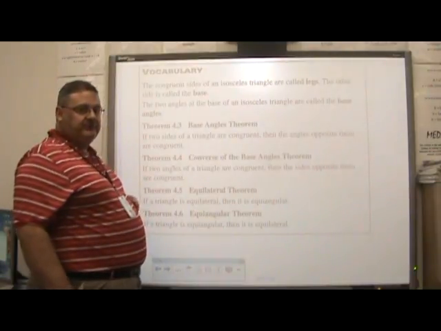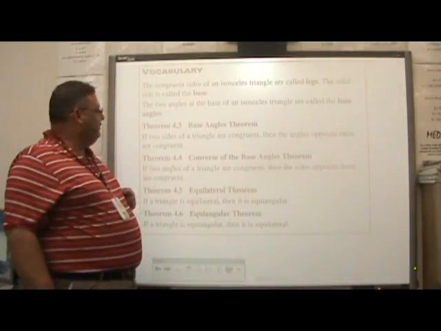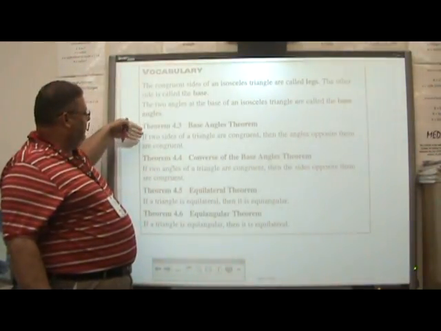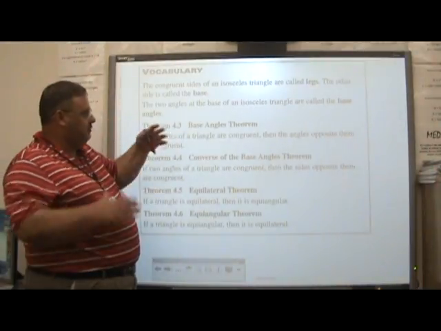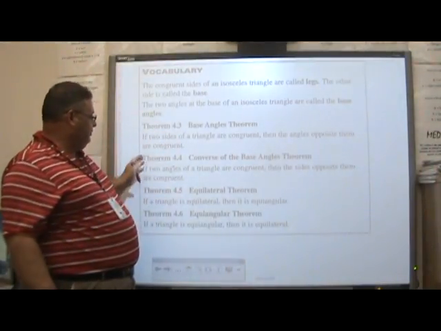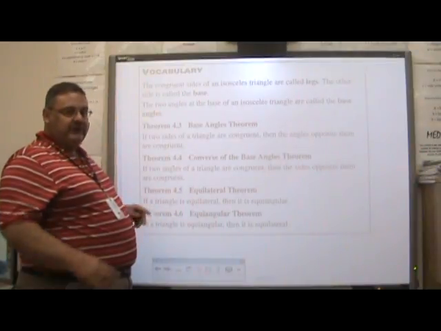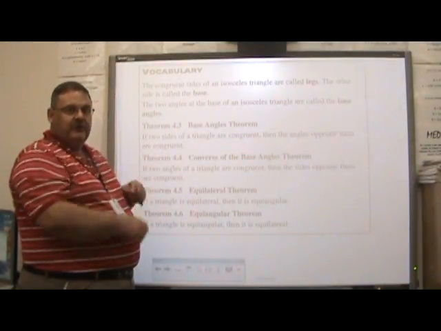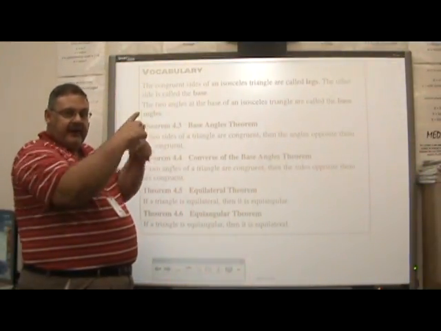And I'll just pause for a second, or you can pause and read this. And that's what I was just showing you. Base angle theorem: if 2 sides of a triangle are congruent, then their opposite angles are congruent, and the reverse. Obviously, if it's equilateral, then all 3 sides are congruent, and all 3 angles would be congruent.